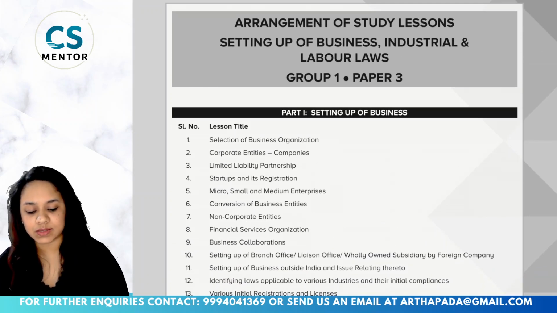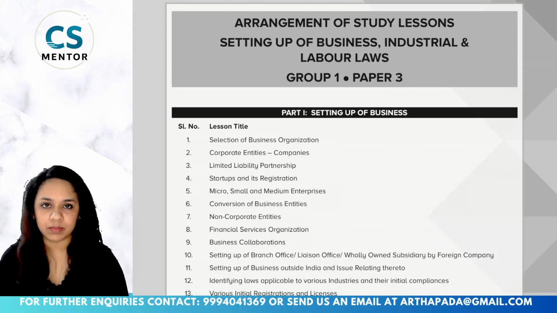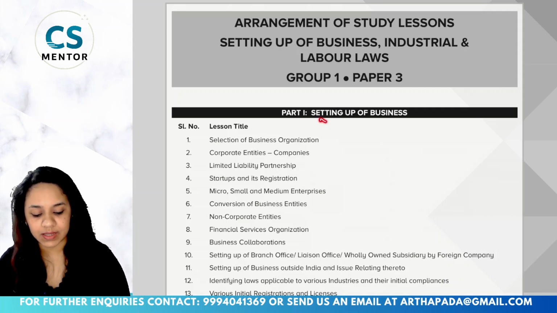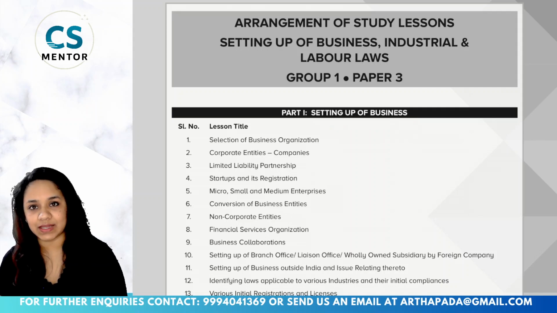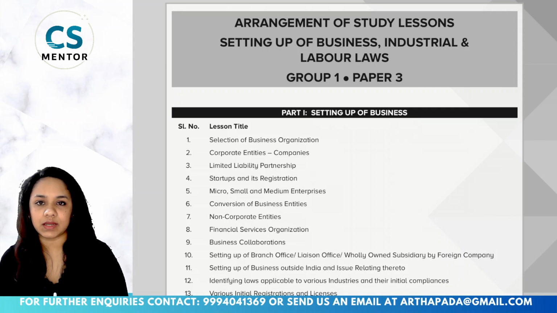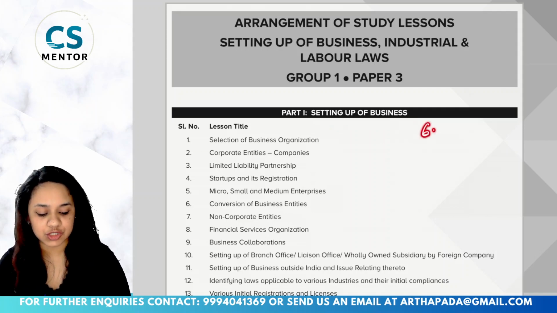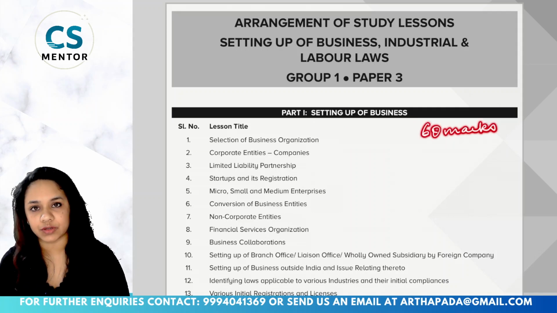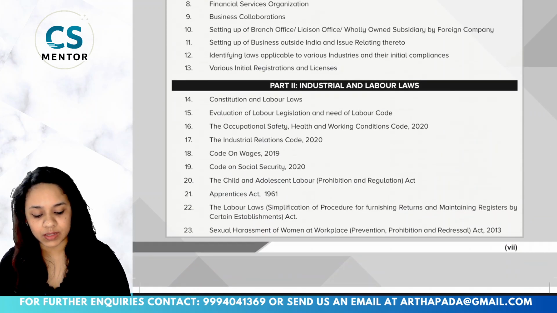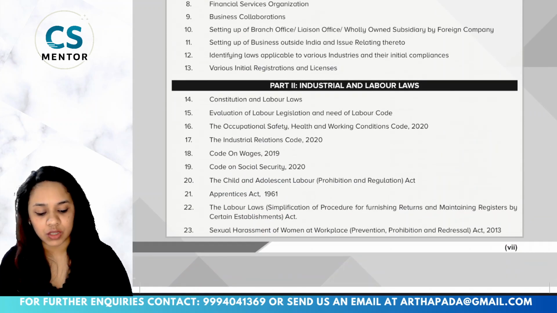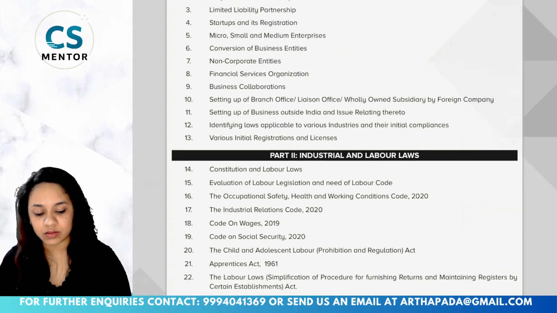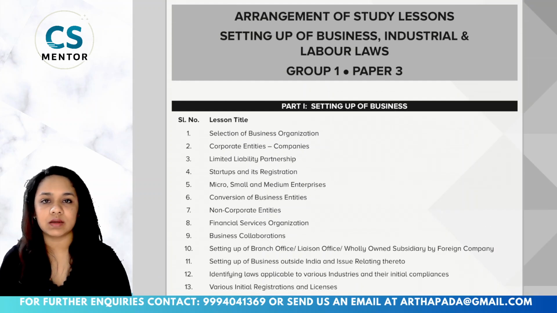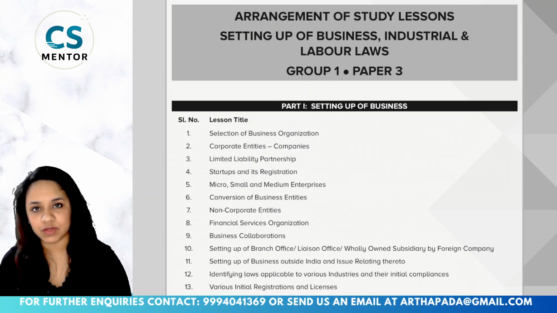Now you'll notice that the subject is divided into two parts, part A and part B. Part A is the setting up of the business entities aspect. So everything to do with the actual setting it up, we're going to be studying about in part A, and this consists of 60 marks of your subject. And your part B is your industrial and labor laws, which consists of 40 marks of the entire subject. Now, this entire paper is a theoretical paper. There are no sums involved in this, and largely it is a law paper.